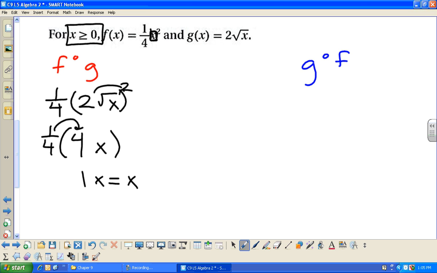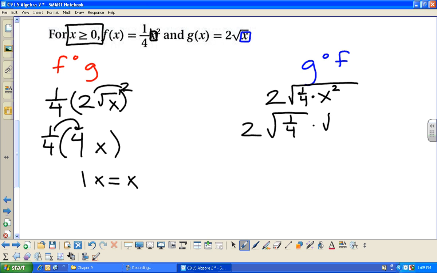So now since this simplified to be just x, I have to check g of f. So I start writing the function of g. Anytime I see an x, I write my function of f. So it'd be square root of 1/4 x squared. Since these two are being multiplied right here, I can split those two up. So this would be the square root of 1/4 times the square root of x squared. This can also be split up, if you don't see it right away, the square root of 1 over the square root of 4.